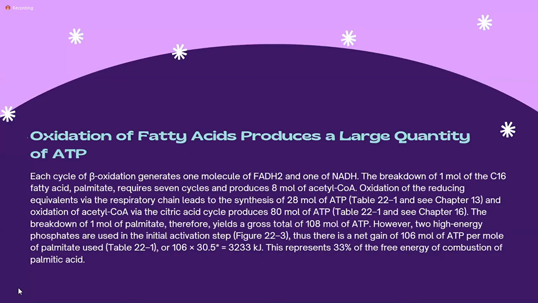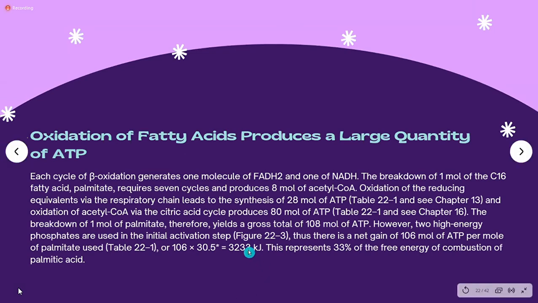So oxidation of fatty acid produces a large quantity of ATP. That is why your heart muscles like so much fatty acids as a source of energy, because it can produce a large amount of ATP per molecule. In comparison to glucose, there are only few. No?